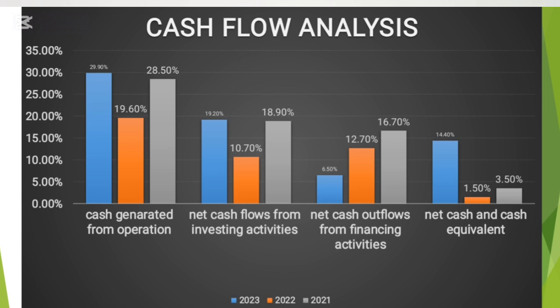When it comes to investing activities, we can see that the company is able to invest in plant and equipment, but it still fluctuates from 10% up to 18%. We can also see that the company is still able to issue debt, is still able to issue equity, and it also pays dividends.